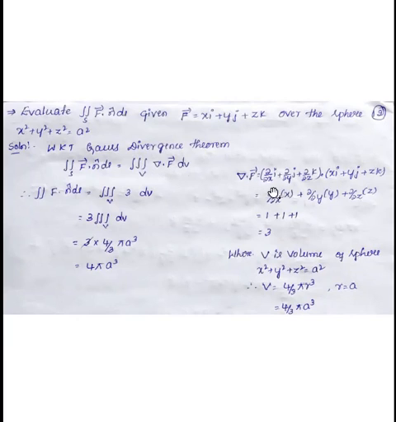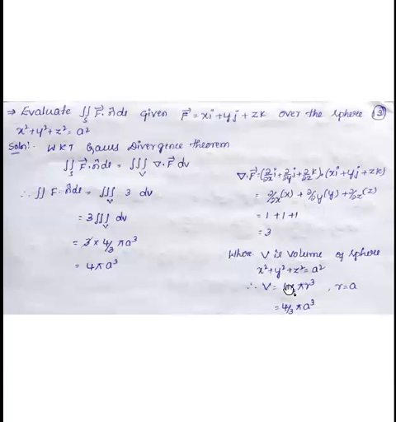Del dot F is equal to, right, del dotted with F. Here F is given as xi plus yj plus zk. Take the dot product: i dot i is 1, del by del x of x; j dot j is 1, del by del y of y; k dot k is 1, del by del z of z. With respect to x, the differentiation of x is 1, y with respect to y is 1, z with respect to z is 1. Adding these three, we get 3.